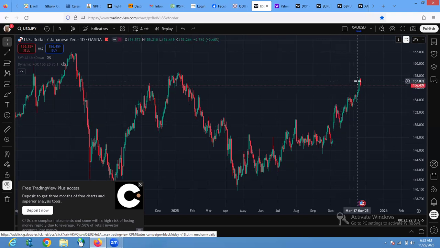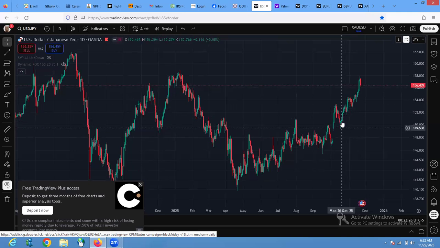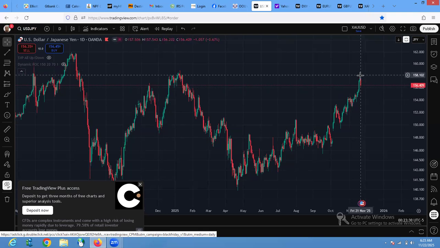Then this wave 3 in itself has gone in a diagonal: 1, 2, 3, 4, 5. This is the fifth wave, and it has finished wave 3, which means that this wave 3 has ended. Then we are going to see a correction that is similar to this here as a wave 4.